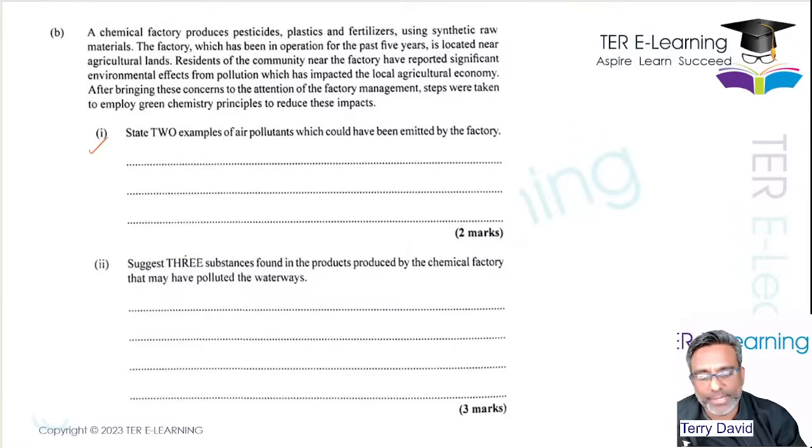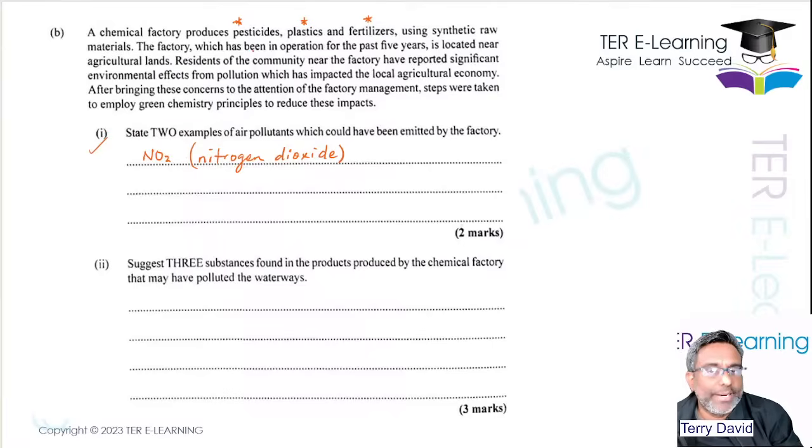So what you need to do is look at what they are manufacturing. They're manufacturing pesticides, they're manufacturing plastics, and they're also manufacturing fertilizers. So they said 2 air pollutants. One obvious one, when it comes to fertilizers, NO2 is a possible pollutant. Nitrogen dioxide, because this could contribute to acid rain. So this is one possible answer. Nitrogen dioxide, that's a possibility for sure.